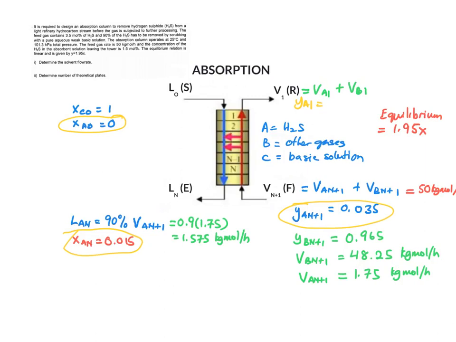From the question, we need to determine the solvent flow rate, which is in liquid form. Therefore, from here we can determine the flow rate of LAn. Ln is equal to LAn plus LCn. From the mole fraction given, we know that XAn is equal to LAn over LAn plus LCn.